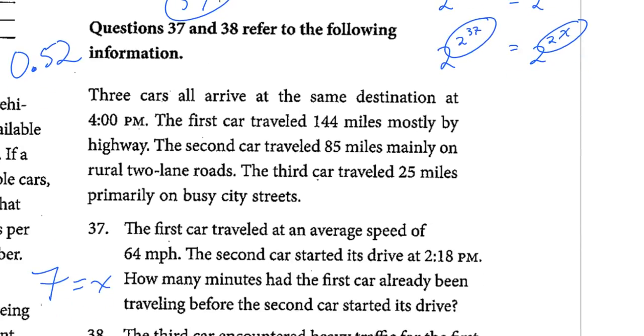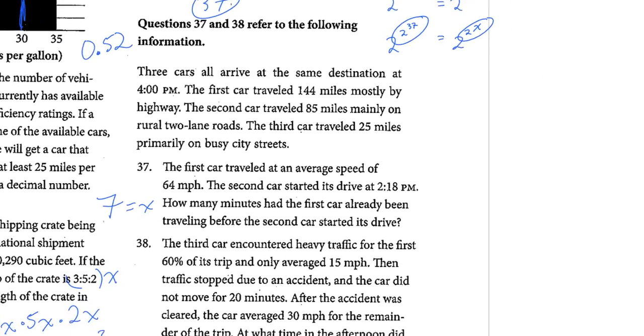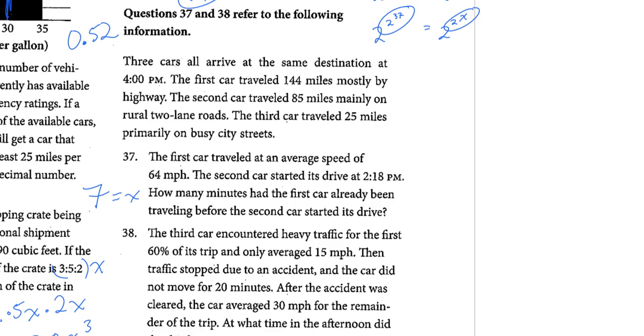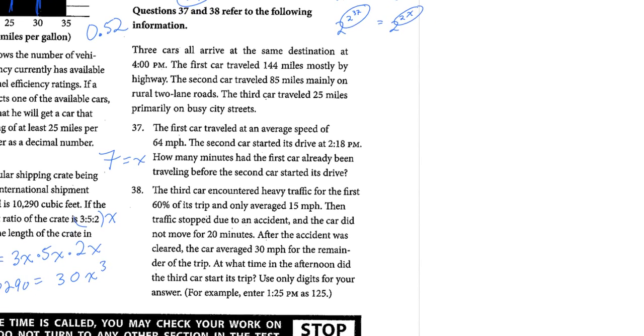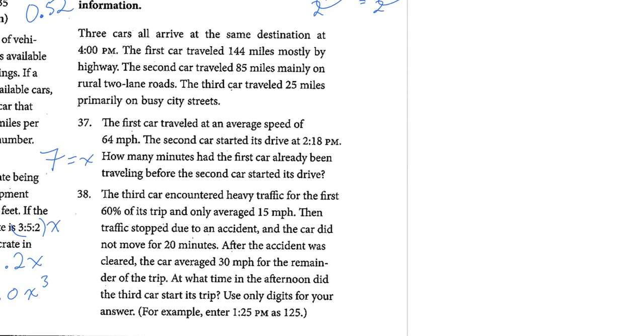All right, last 2 questions here. Okay, so for question 37, you always notice these last questions in each section are the longest. They don't involve any super complex math, just a lot of reasoning. Okay, so for our first one here, we're talking about car 1 and car 2. So we have the first car traveled at an average speed of 64, and it arrived at 2:18. How many minutes had the first car already been traveling before the second car started its drive?